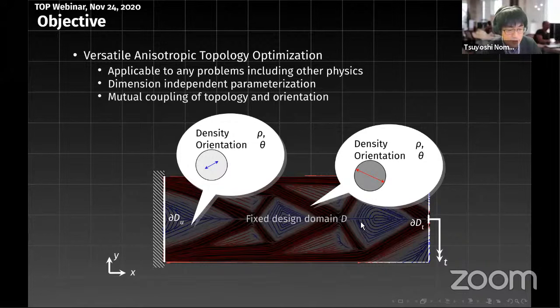As shown here, I want to design the ordinary topology optimization that optimizes the layout of the density, and I also want to optimize the local orientation of the material at each point in the design domain. That is the objective.